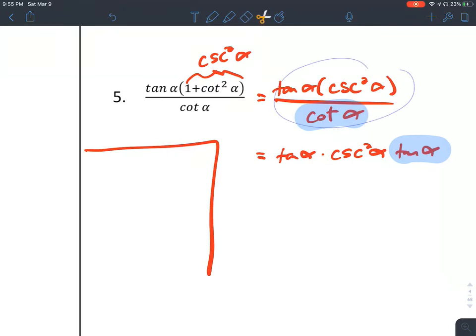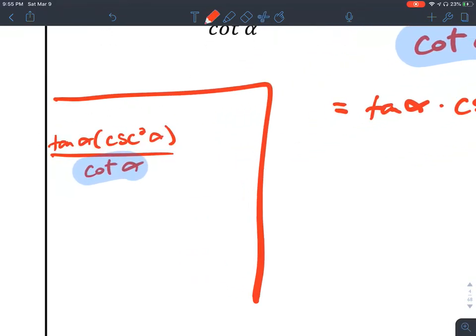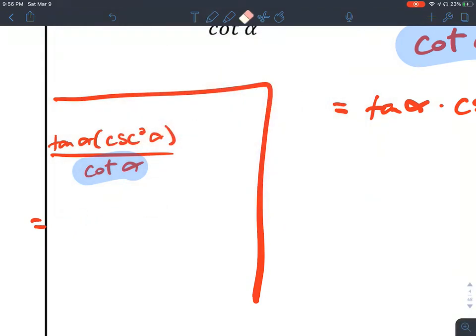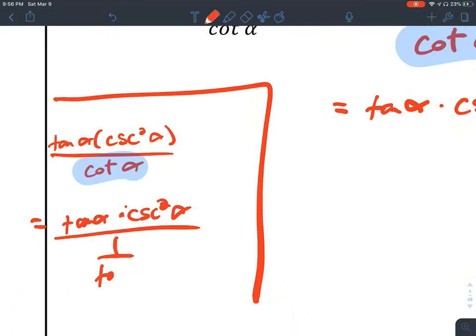Because that rocks people's world sometimes. If you want to show this longer version when you're doing the problem, you can. It's not necessary. So if you recognize that cotangent is the same as 1 over tangent, we could do this.